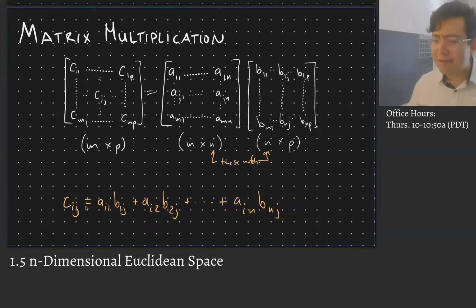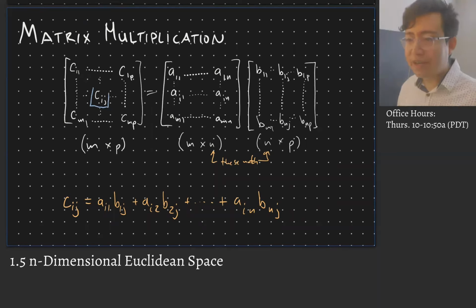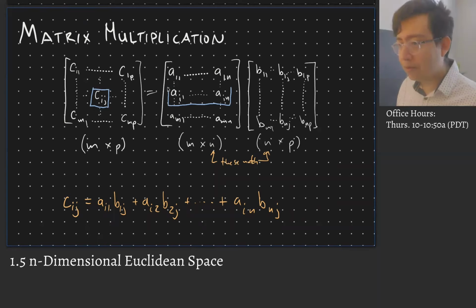Okay, and you might recognize this formula a little bit, right? This number is equal to the product of two numbers plus the product of another two numbers plus a product, and there's n terms here, right? This looks a lot like a dot product. So what we're actually doing to find a certain entry in the product here is we take a dot product of this row with this column.